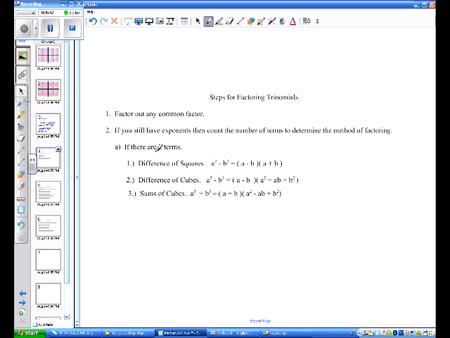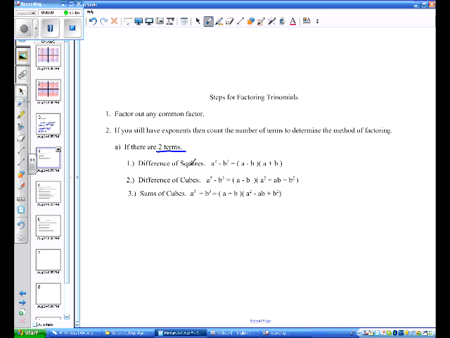So we're going to start with two terms. If you have two terms, then how do you factor it? Now, these methods are very set for two terms. It's not that they're going to change with different ones. These are the only things that you can have with two terms and be able to factor.